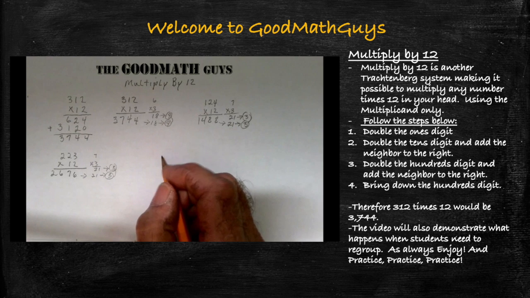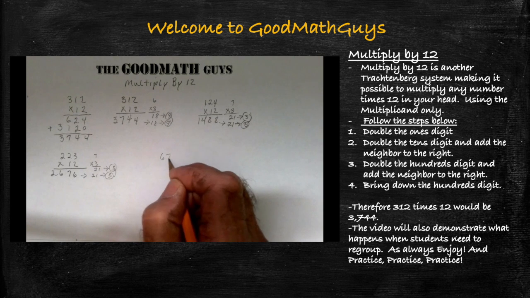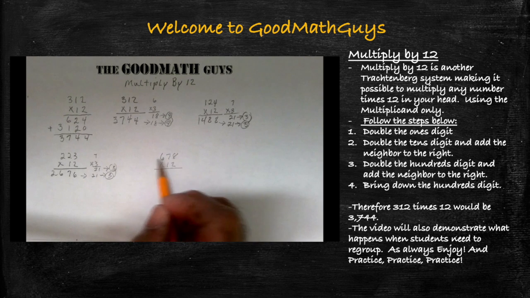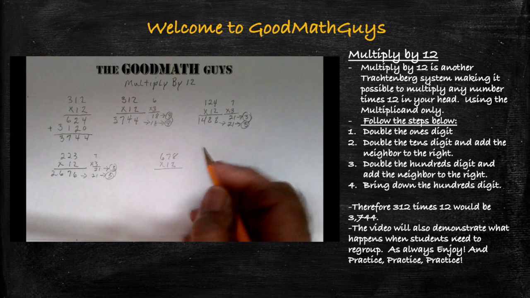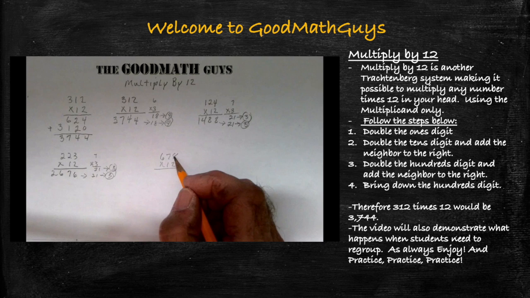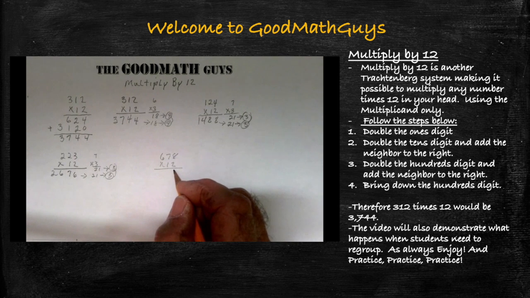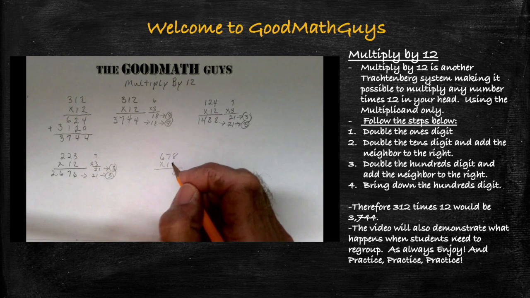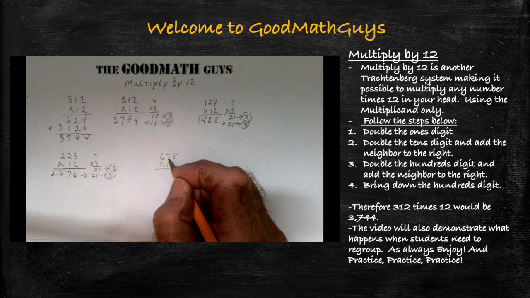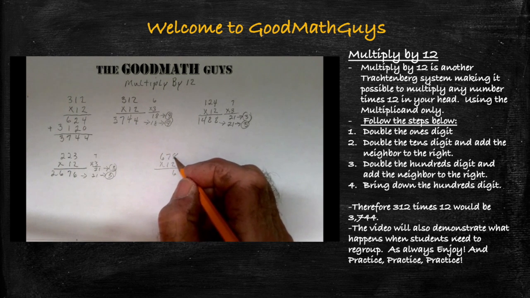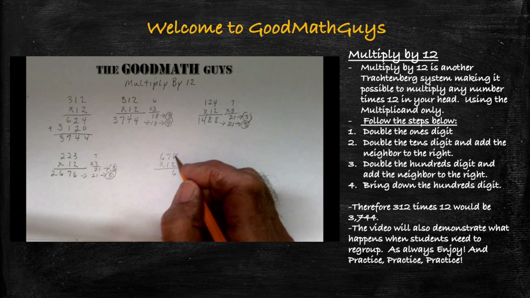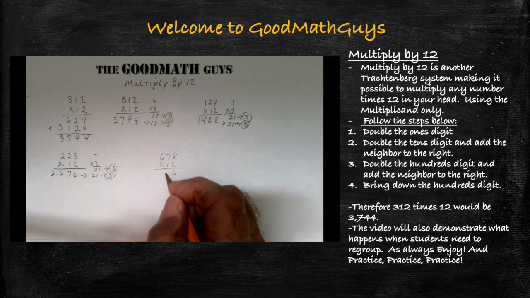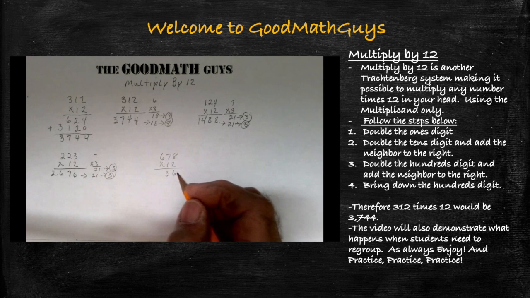How about 678 times 12? And once again, the only digits we're going to manipulate are the digits of the multiplicand. So the first thing that we want to do now is double the 1's digit. So 8 doubles to 16. We're going to record the 6, but we're going to hold 1 in our heads. Next step, double the 7 to 14. Add the neighbor to the right, which is 22. Add the 1 that we're holding in our head, which is 23. And we're going to hold this time 2 in our heads.